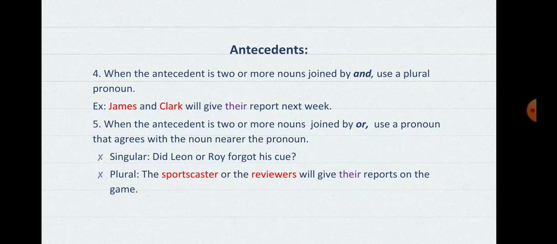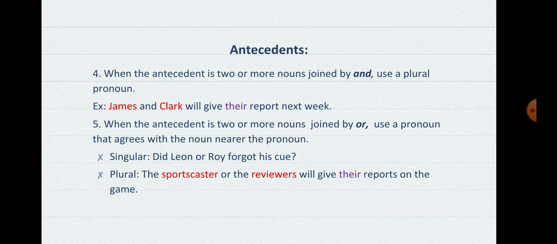4. When the antecedent is two or more nouns joined by and, use a plural pronoun. If we're using the conjunction and with the antecedents, the pronoun must be plural. The example says, James and Clark will give their report next week. James and Clark, we're using the conjunction and, so the pronoun must be plural. In this case, their.